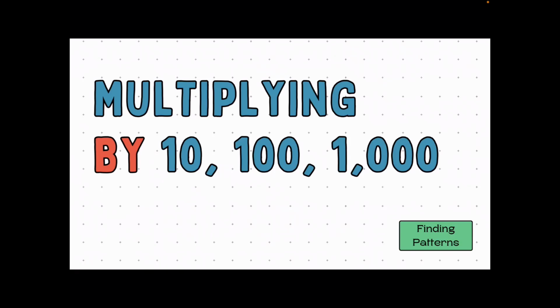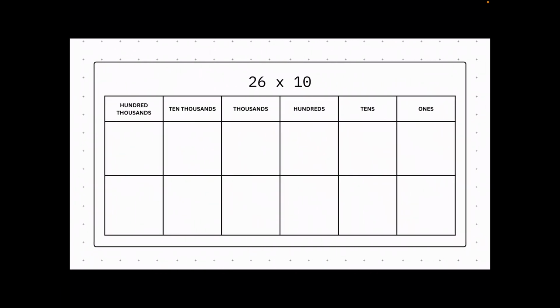In this video, we're going to cover the skill of multiplying by 10, 100, and 1000. With the problem 26 times 10, we can just plug in 26 into our place value chart.